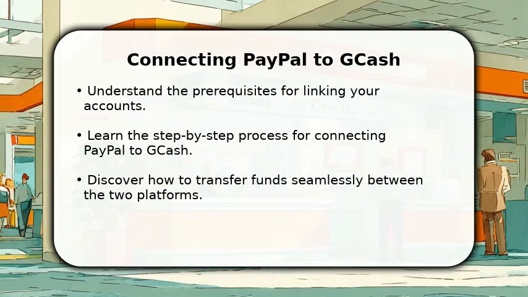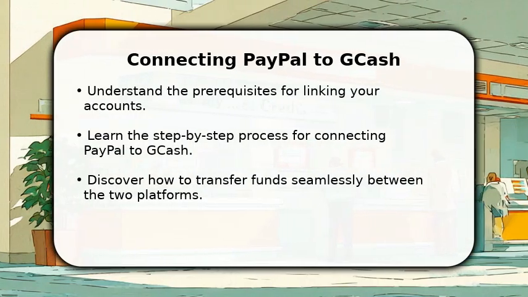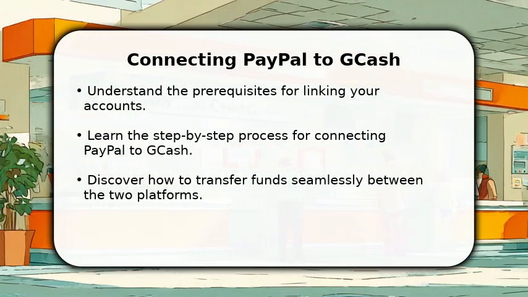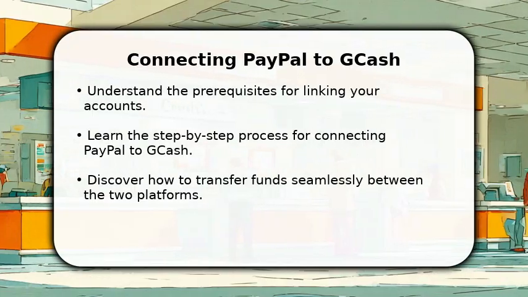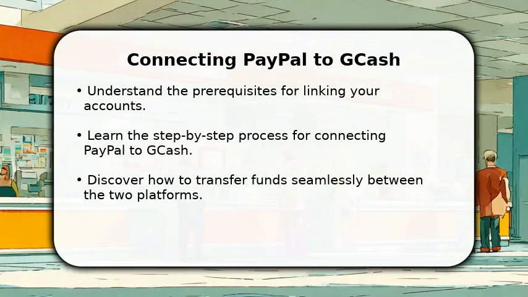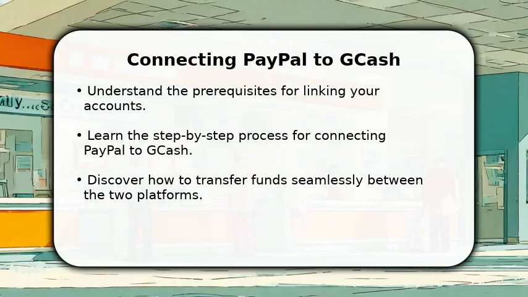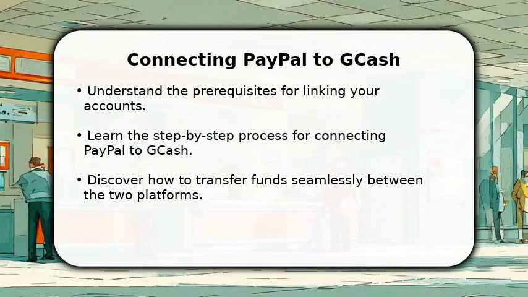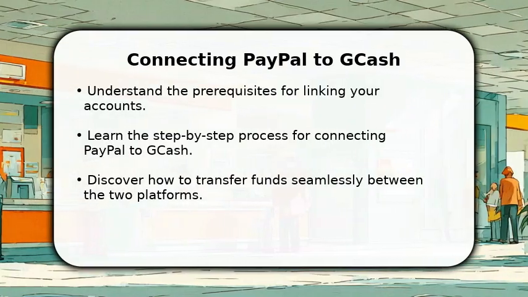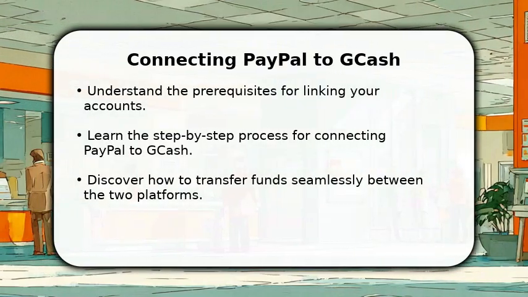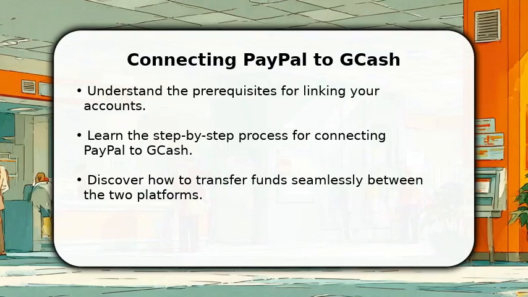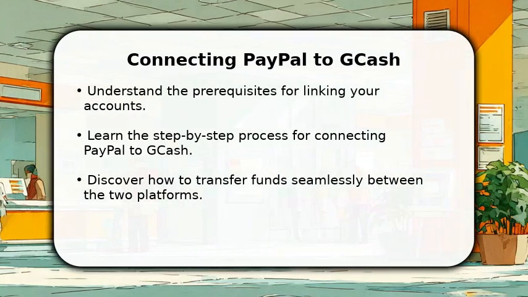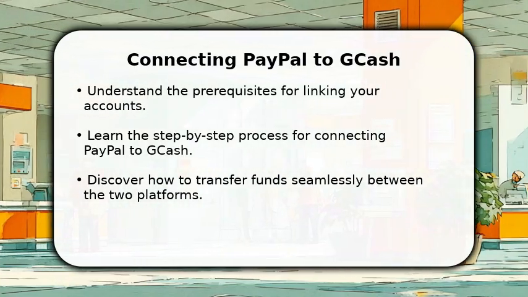In this video, I will explain how to connect PayPal in GCash. First, ensure both your PayPal and GCash accounts are fully verified. Next, open your GCash app and navigate to the Cash In section. Select the PayPal option and follow the prompts to link your accounts. Finally, you can easily transfer funds between the two platforms. This guide will help you manage your finances efficiently and securely.